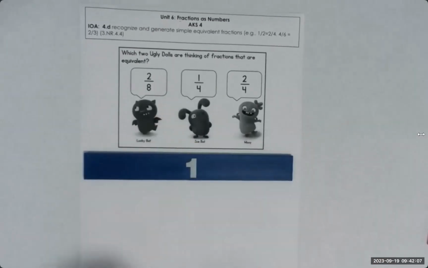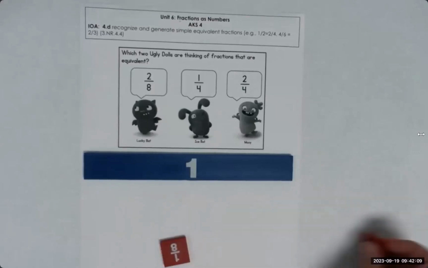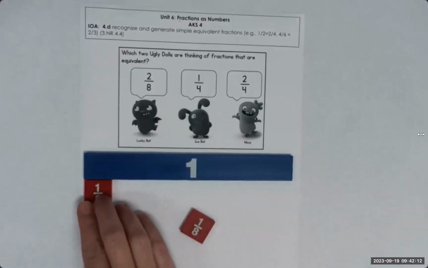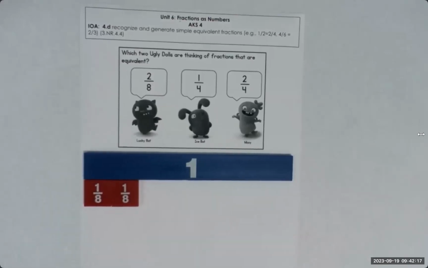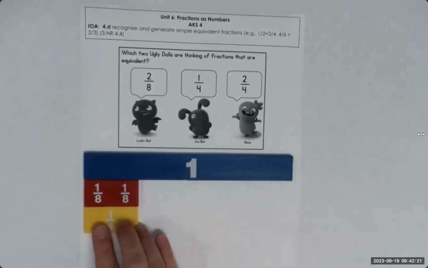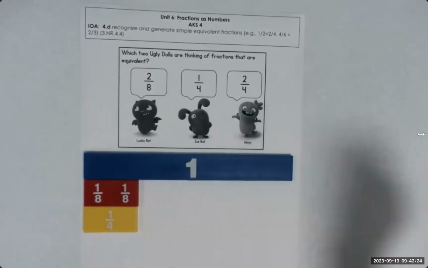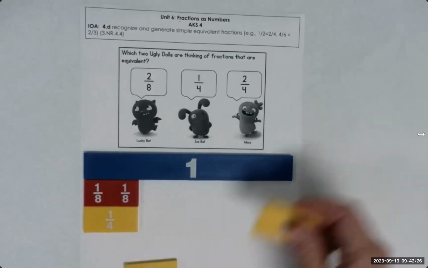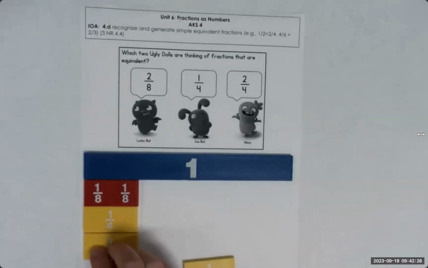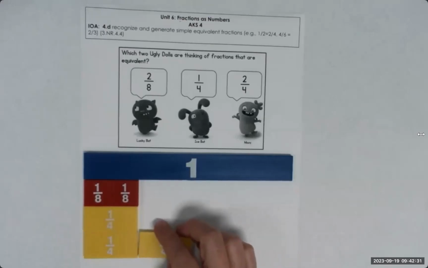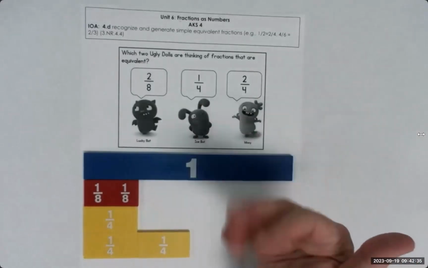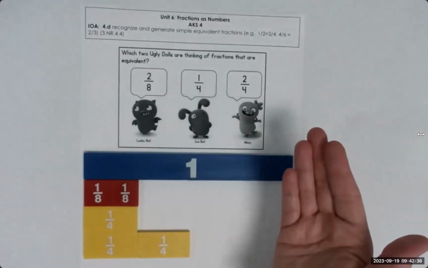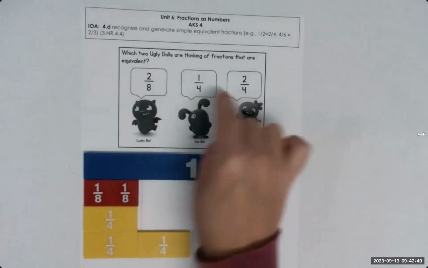So let's show Lucky Bat. She's thinking of 2/8. So I would build that there. Ice Bat is thinking of 1/4. So I'm going to line that up right here. And then finally, Moxie is thinking of 2/4. Now we know one common misconception is that students will say, oh, that's a 2 and that's a 2, so those are equal, because students are only looking at the numerators and not realizing that the denominators are different.